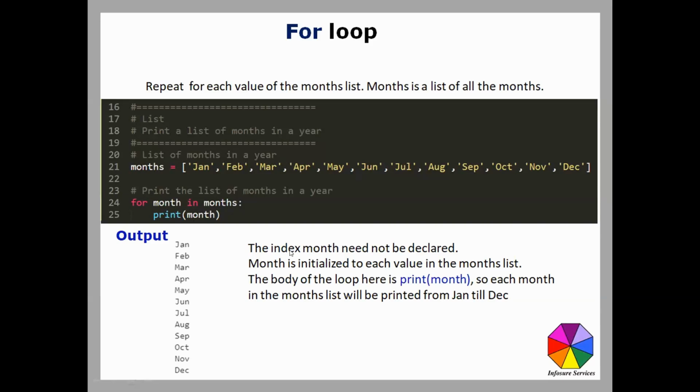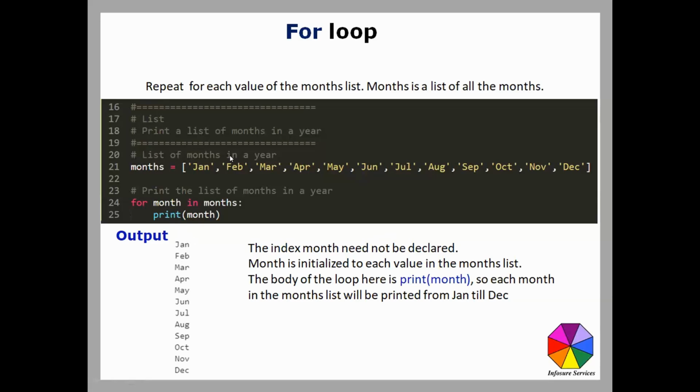So one thing to note is the index need not be declared. Of course, in Python, you don't declare anything. Month is initialized to each value of the months list. That means as you loop through, so this is a loop and an initialization. The body of the loop prints month. So here it will just print Jan till December. Since it is inside the loop and it's printing, it will print one line below. It will print Jan, next Feb, next March, it will go one after other in the output.